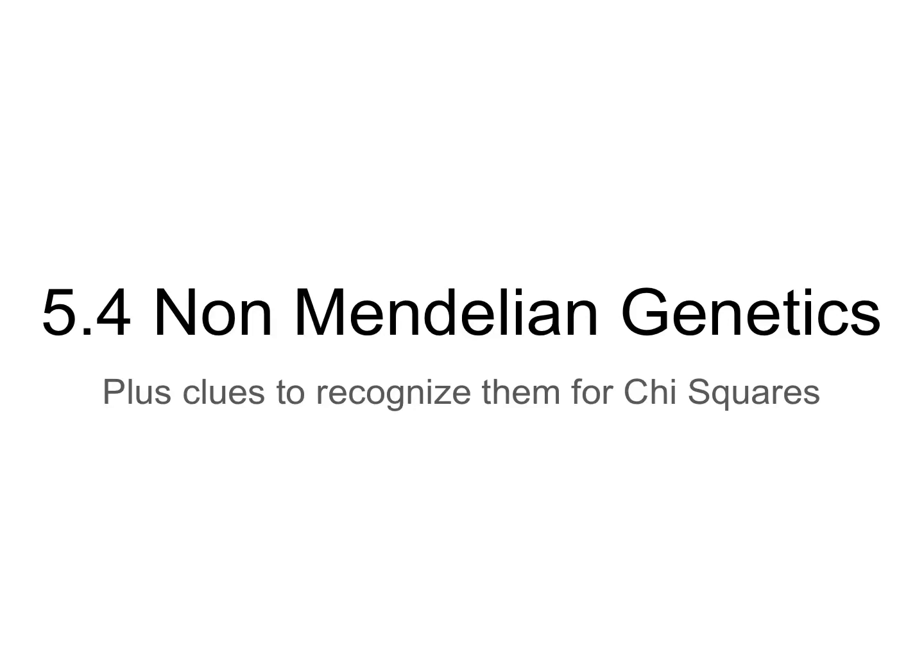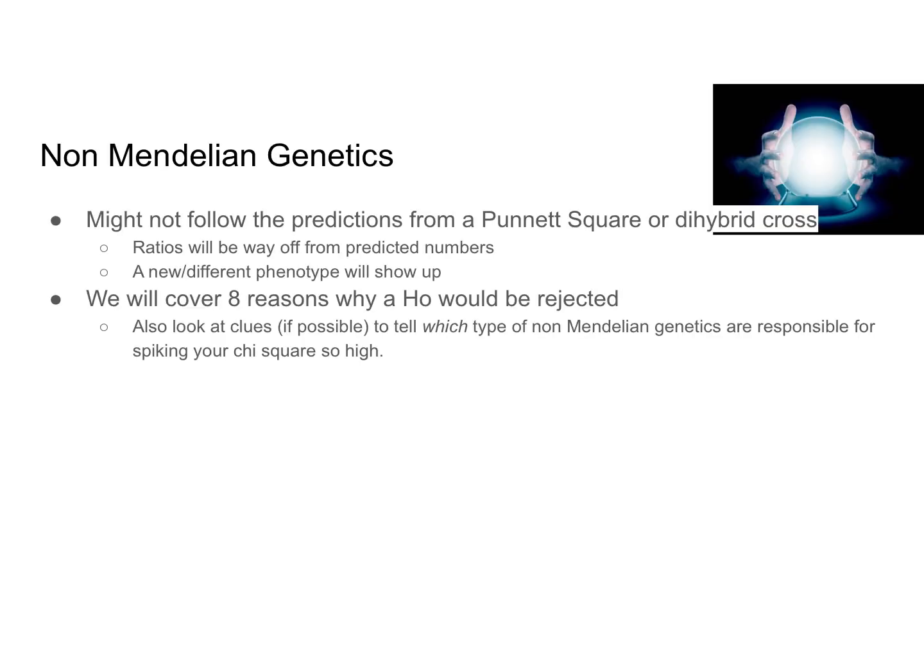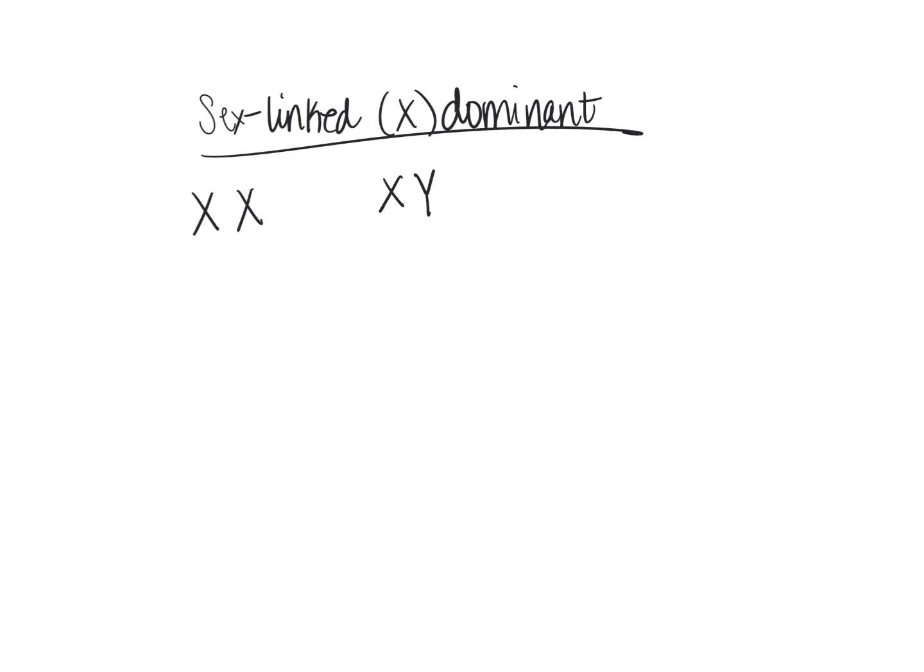Hey everyone, in this video we're going to continue with 5.4, non-Mendelian genetics. So in this video we are going to be looking at sex-linked dominant, or X-dominant, characteristics. Now the reason this deviates from Mendelian genetics is because both males and females will be affected because of this X chromosome.